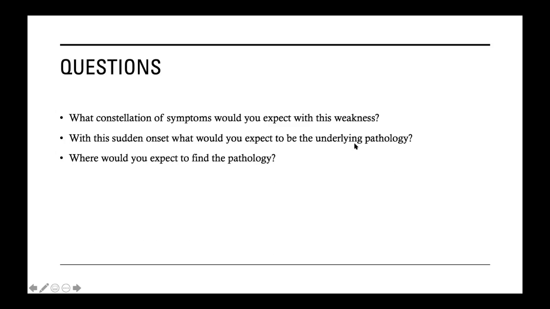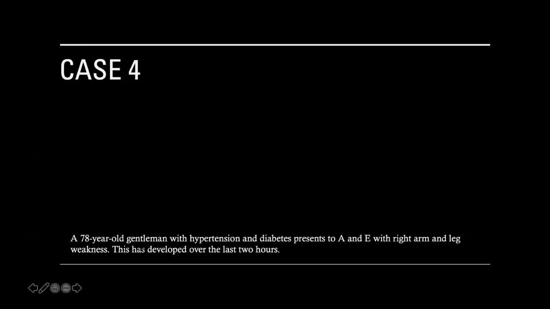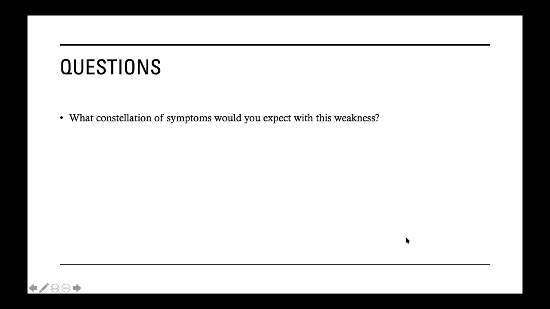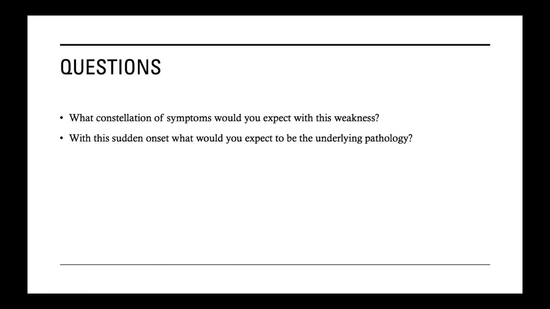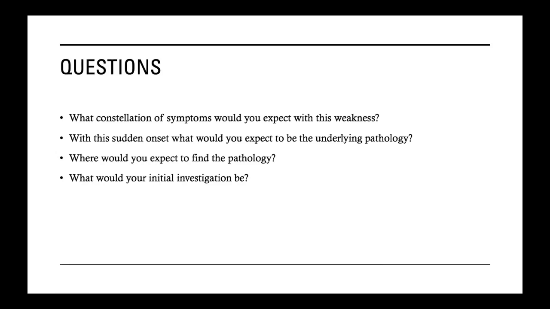Because we found the chap has developed right arm and leg weakness, we're going to expect, as you're probably familiar, that the corticospinal tract decussates at the pyramids, and so you're going to expect it to be a contralateral lesion. So he's probably going to have a left-sided stroke. And so what would your initial investigation be?